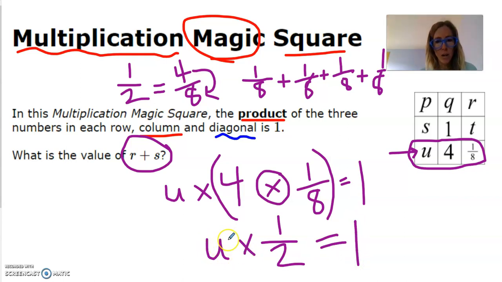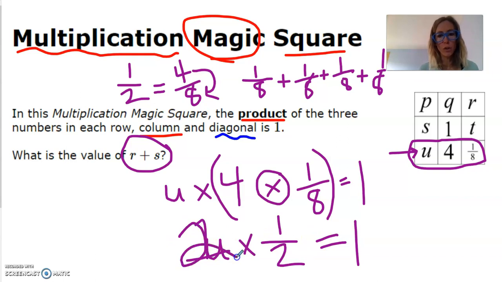So now I have to figure out, okay, what number times 1/2 gives me 1? Something groups of 1/2 equals 1. How many groups of 1/2 are going to equal out to 1? If I just have one group of 1/2, well, that's just 1/2.